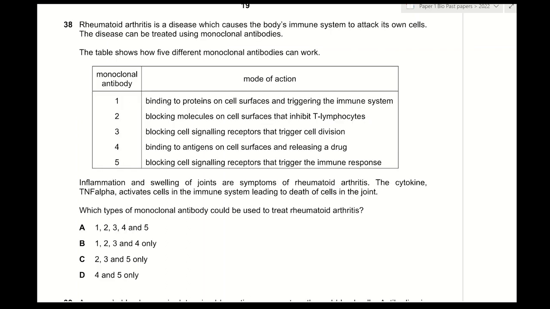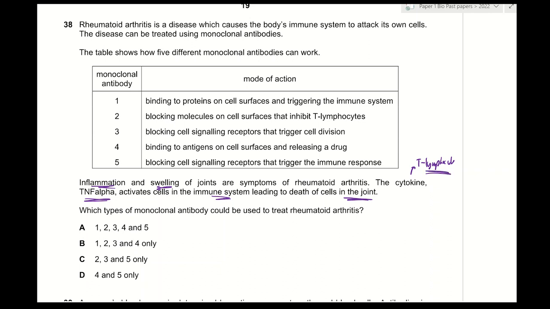Question number 38. Rheumatoid arthritis is a disease which causes the body's immune system to attack its own cells. The disease can be treated using monoclonal antibodies. The table shows how 5 different monoclonal antibodies can work. Inflammation and swelling of joints are symptoms of rheumatoid arthritis. The cytokine TNF-alpha activates cells in the immune system, leading to death of cells in the joints. So cytokines released by T lymphocytes is what activates the cells in the immune system, leading to the death of the joints. So it's the immune system that destroys the joint, and this is caused by cytokines from T lymphocytes.